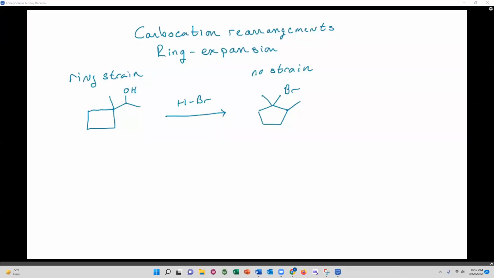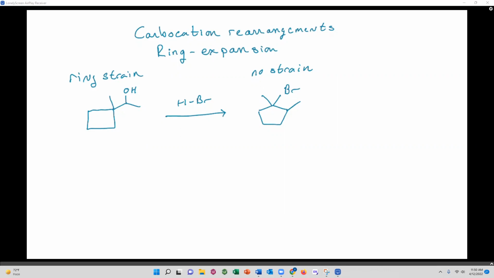Okay, so the last type of carbocation rearrangement we're going to see this semester, at least, is a so-called ring expansion. We saw how we could form secondary carbocations, and we'd have either a 1,2 hydride shift or a 1,2 alkyl shift to go to a lower energy state, i.e., a tertiary carbocation. But now we're going to see ring expansions.